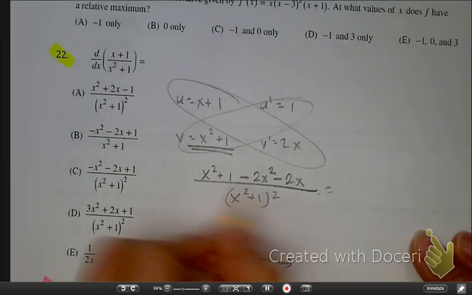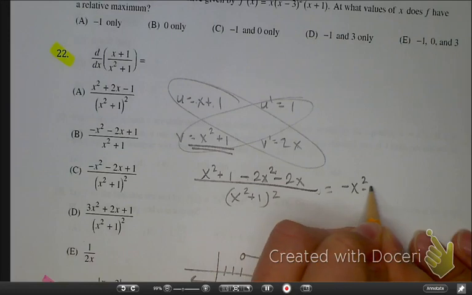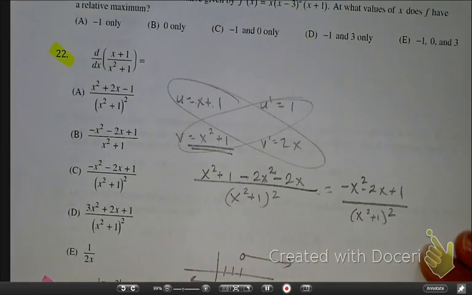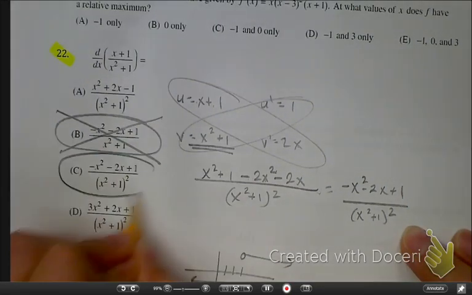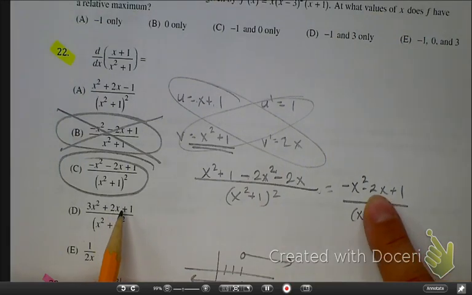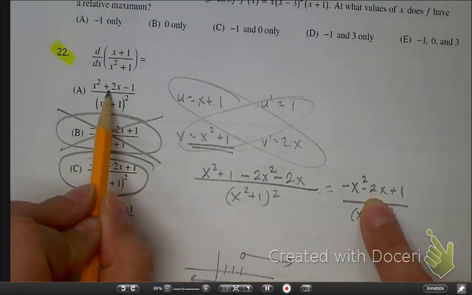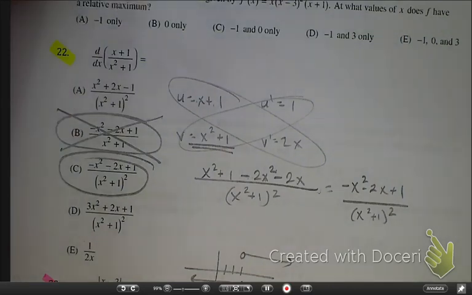If I simplify what's in the numerator, I have x squared minus 2x squared, that's negative x squared, minus 2x, and then plus 1, all over x squared plus 1, quantity squared. That's answer choice B. Notice, by the way, that... Oh, no, it's not. I apologize. That's answer choice C. I thought maybe they were going to trip us up with the minus and plus, which it looks like they kind of did here, but not quite. So anyway, hopefully, if you did forget to distribute that negative here, you would have found your mistake before you selected an answer.